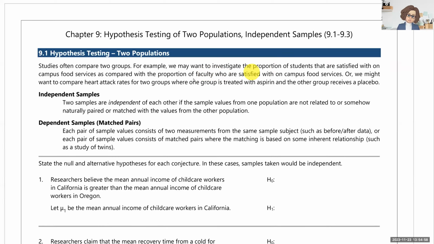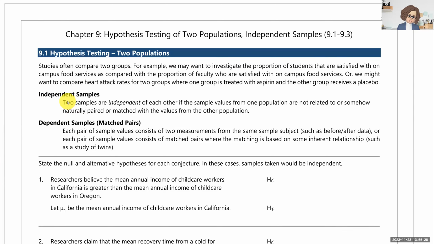So our two populations there are students and a second population, faculty. Or as another example, we might want to compare heart attack rates for two groups, where one group is treated with aspirin and the other group receives a placebo. All right, so in order to investigate claims about two populations, our samples can either be independent or dependent.